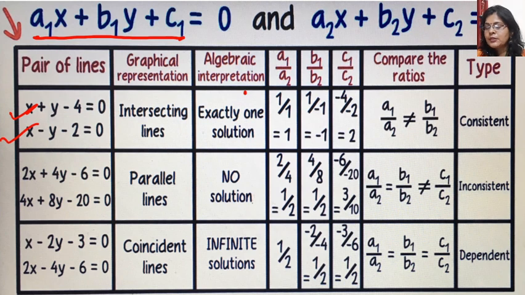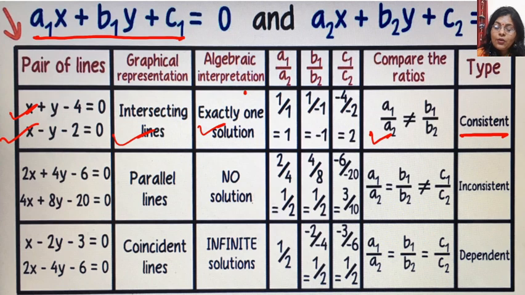What did we get as the result? Intersecting lines, and we had exactly one solution. And what have we got? That a1 upon a2 is not equal to b1 upon b2, and these types of lines are called consistent lines, having at least one solution.